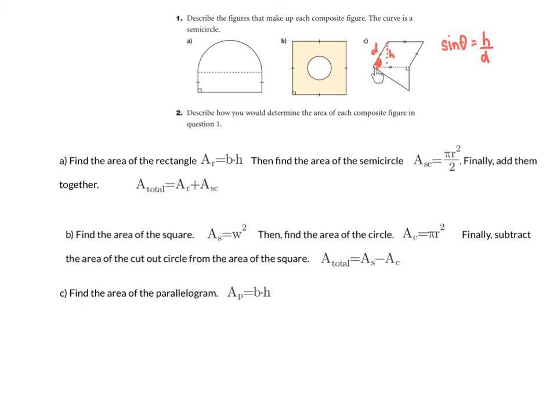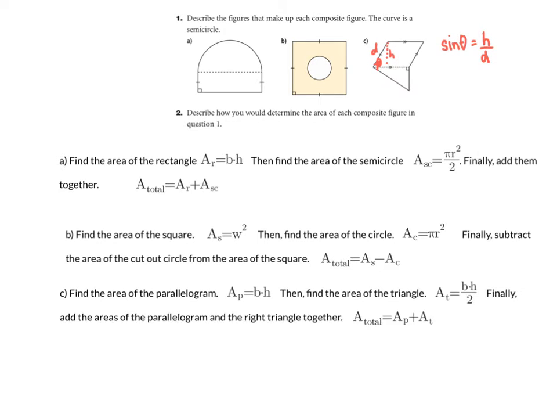And then I would do the same thing for the triangle, but this would be the base times the height divided by 2. Right? If it were a rectangle, it would be base times height, but since it's a triangle, it's half of that. Then I would take the area of the parallelogram and I would add it to the area of the triangle.